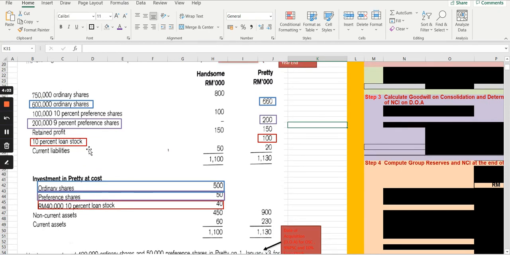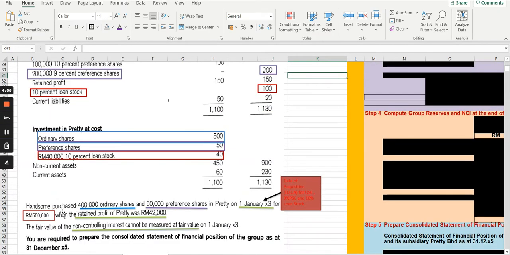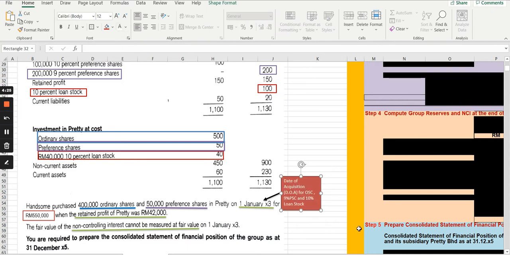Right, so that information is here. So Handsome purchased 400,000 ordinary shares. So acquiring ordinary shares, I have underlined in blue. And 50,000 preference shares in Pretty on 1st of January 20X3. So this 1st of January 20X3 is actually the date of acquisition for all ordinary shares that were acquired, which is 400,000, and the preference shares, 50,000.